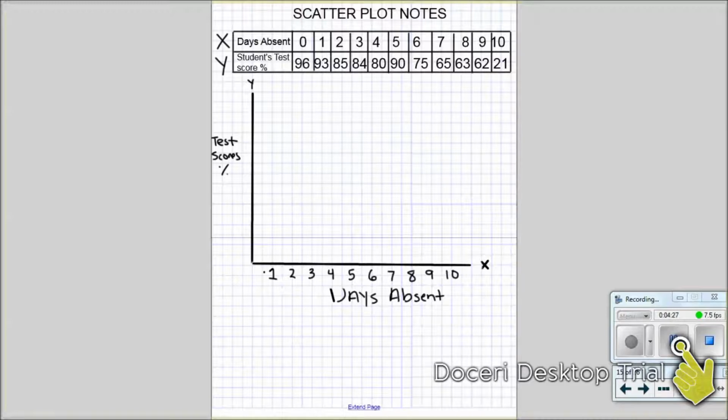Alright, so I have my x-axis labeled 1 to 10. And I am going to go back and I'm going to even highlight or mark over the boxes that I'm using. So I'm marking right on that line that's already there.